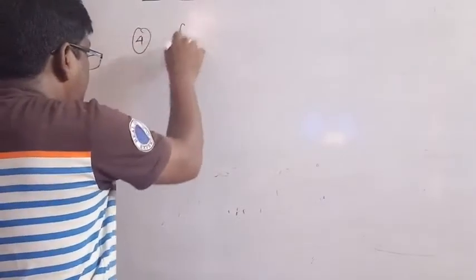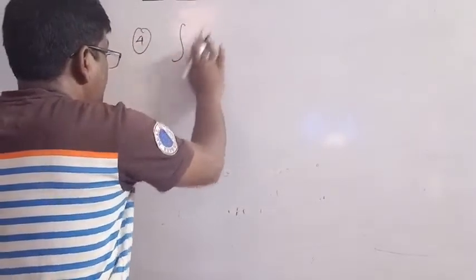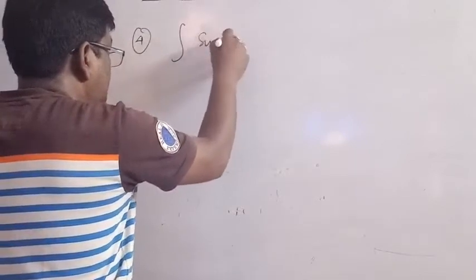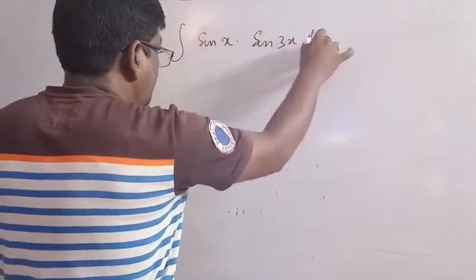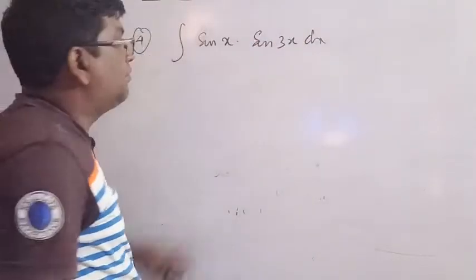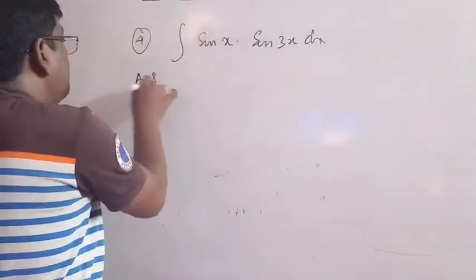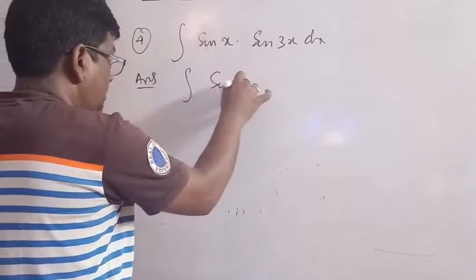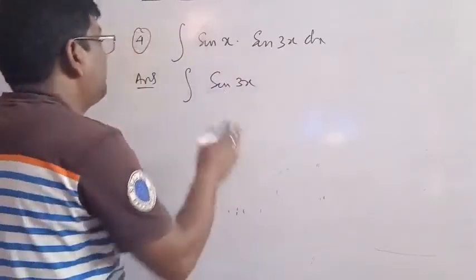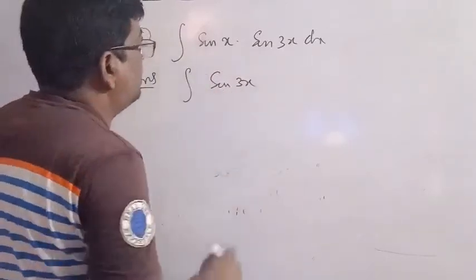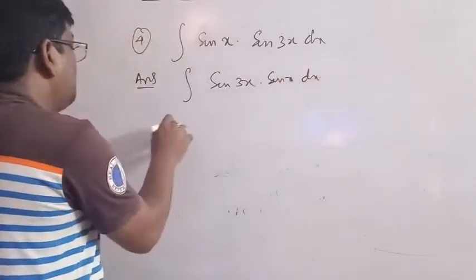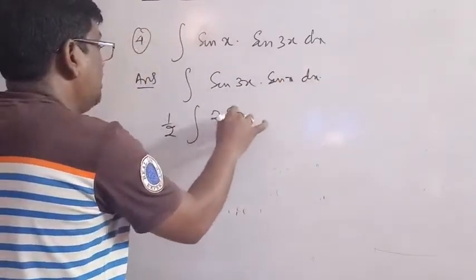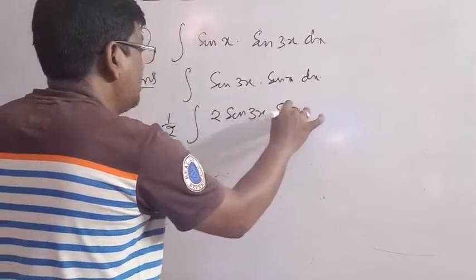Integration of sin x into sin 3x dx. Write the larger angle first. So integration of sin 3x into sin x dx. So 1 by 2 into 2 sin 3x into sin x dx.